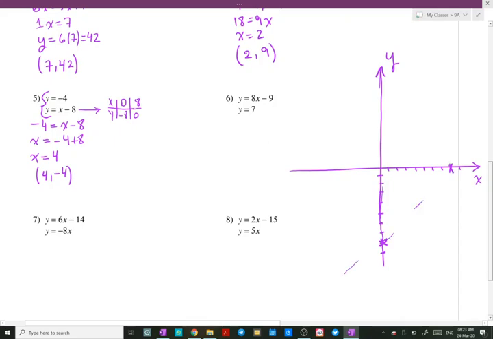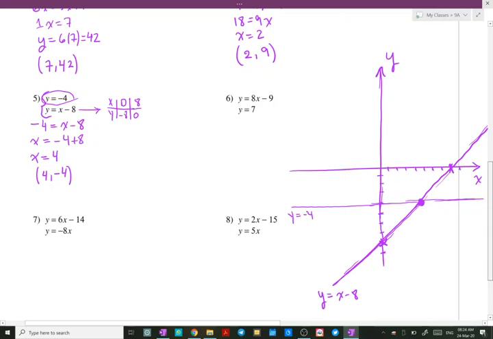So this is your first line, whose equation is y equals x minus 8. We still have the other line, which is y equals minus 4. This is the line that is parallel to the x-axis, and it intersects the y-axis at minus 4. So 1, 2, 3, 4. This is your second line, y equals minus 4. Where they meet is the solution for the system.